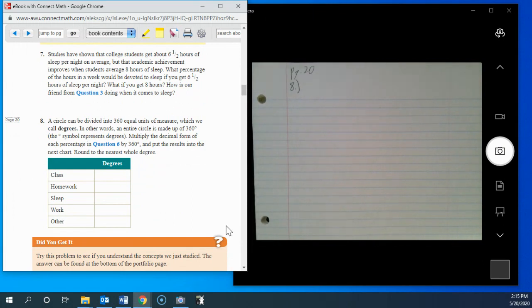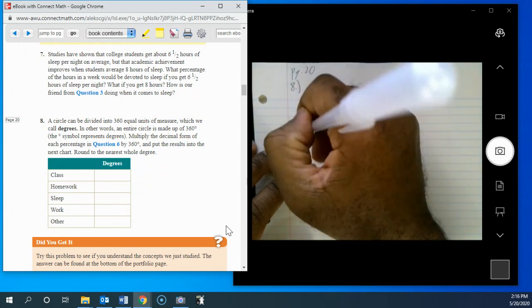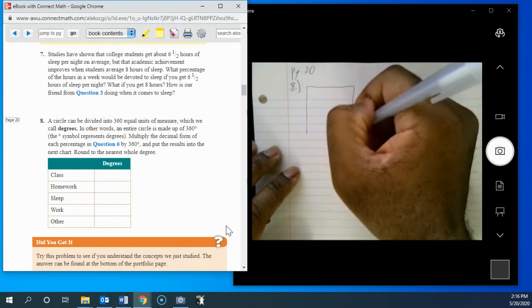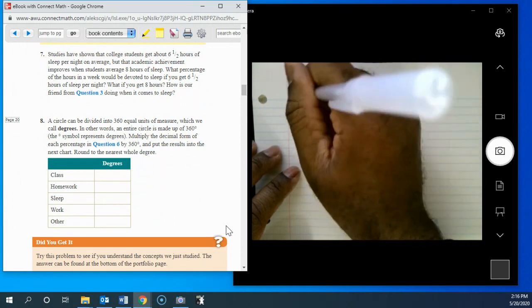Okay. All right. So now on page 20, it says a circle can be divided into 360 equal units of measure, which we call degrees. In other words, an entire circle is made up of 360 degrees. The degree symbol represents degrees. Multiply the decimal form of each percentage in question 6 by 360 and put the result into the next chart, rounding to the nearest whole degree. Okay, so let's do a quick little chart here. Now, finding the degrees is not that bad.